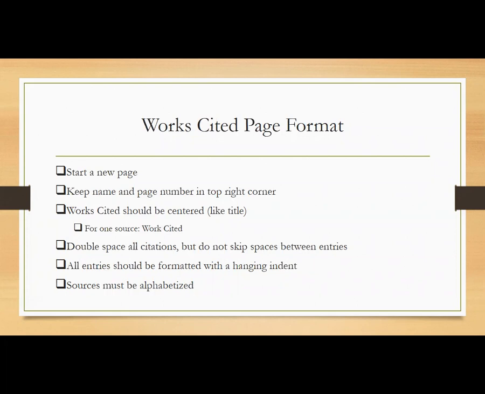All sources should be listed in alphabetical order by the first word that appears in the citation. So if there's an author, it'll be the author's last name, or if there is no author, it'll be the title of the work. If there is no author and the first part of your citation is a title that starts with an article, like a, an, or the, you should alphabetize it by the second word in the title.